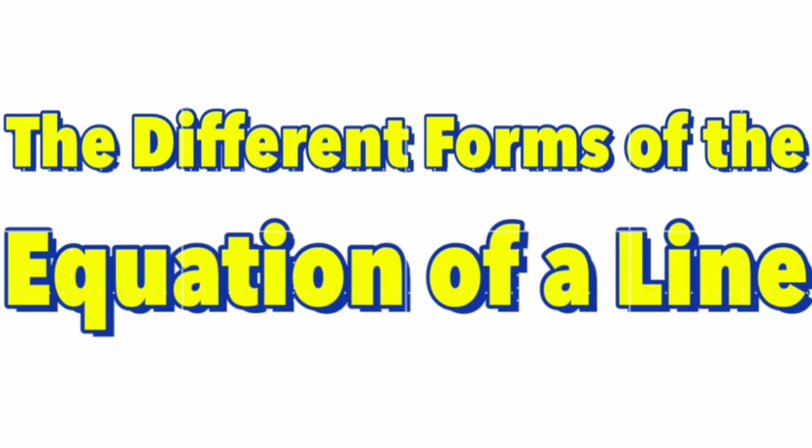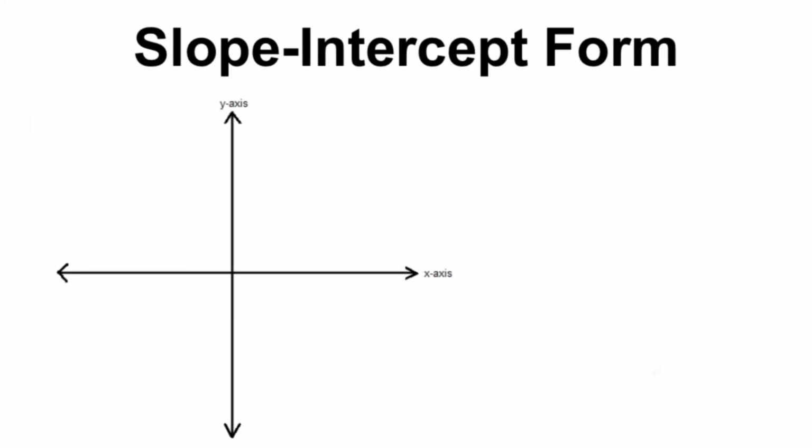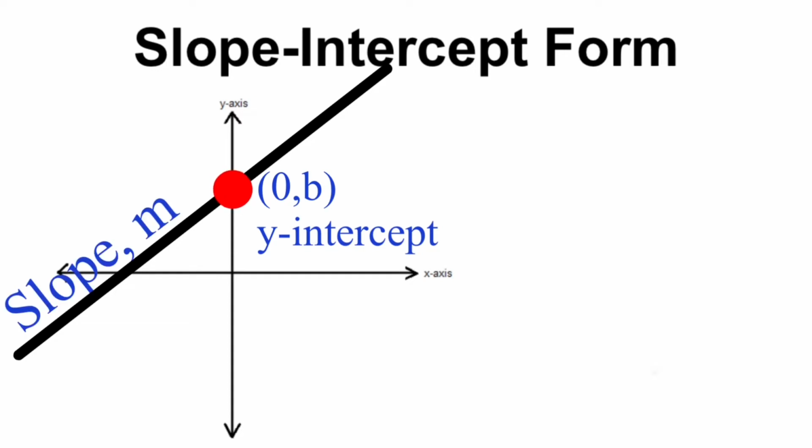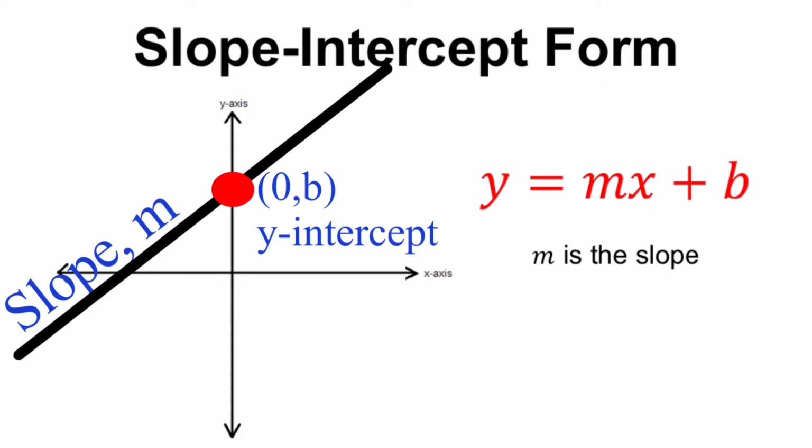To start off with, we have the slope-intercept form. If we are given a point that touches the y-axis at (0, b), this is our y-intercept. And if we are given the slope of this line, then we can use the formula y equals mx plus b, where m is the slope and b is the y-intercept.